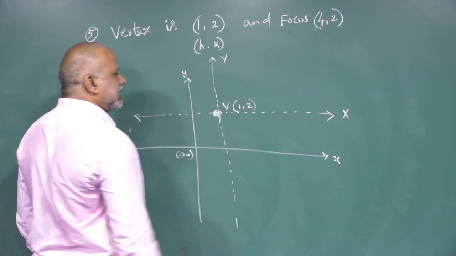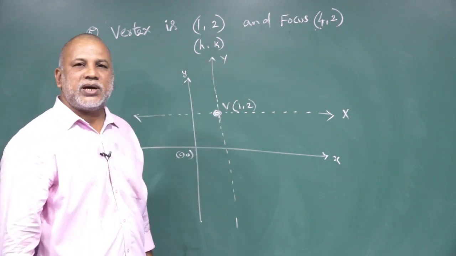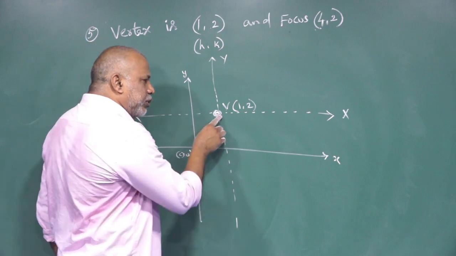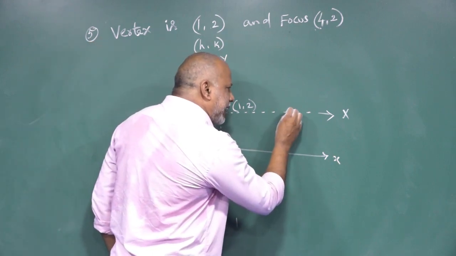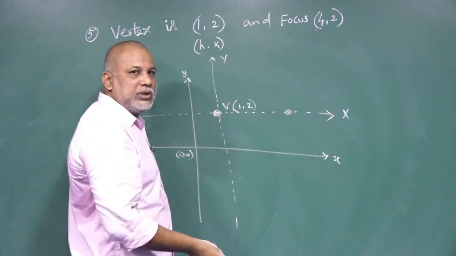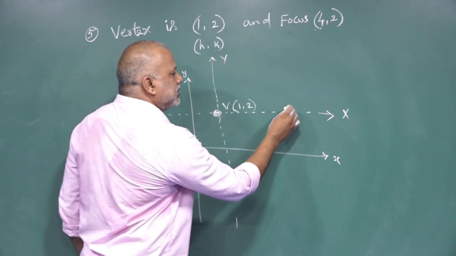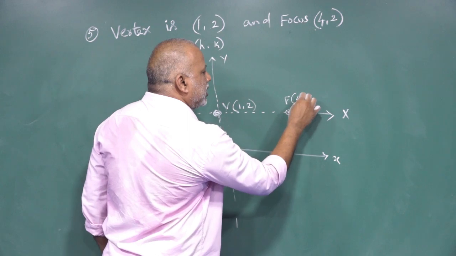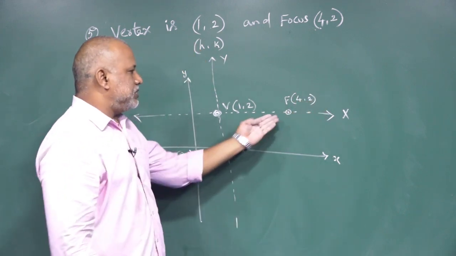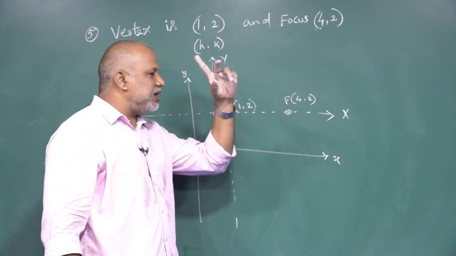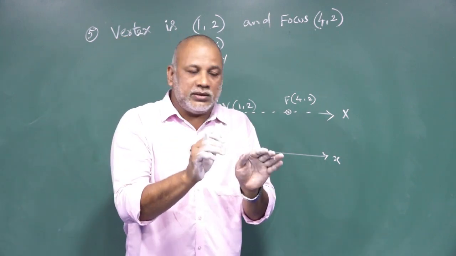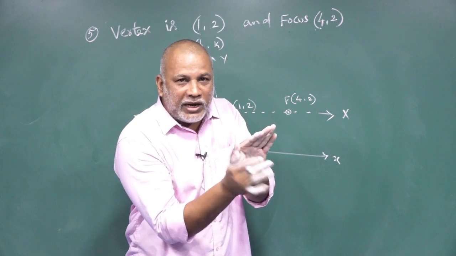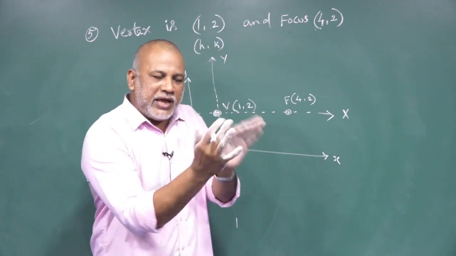This is the vertex. Now what is the value of focus? 4, 2. We already worked out 1, 2. Then 4, 2 must be in the same line just after this 1, 2. This is 1, 2. Now this is the focus, 4, 2. So see, vertex and focus are given. I already explained, focus where? It should be placed in the opening only. Focus must be placed in the opening.